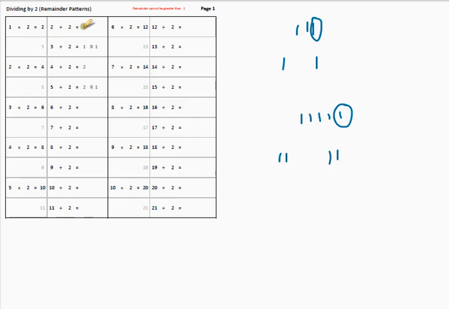So let's look. This is a pattern. 1, 1 remainder 1, 2, 2 remainder 1. What is 6 divided by 2? We know that that is 3. What is 7 divided by 2? It is 1 more than 6, so 3, remainder 1. Okay, you try to fill it in. Pause the video to do that.